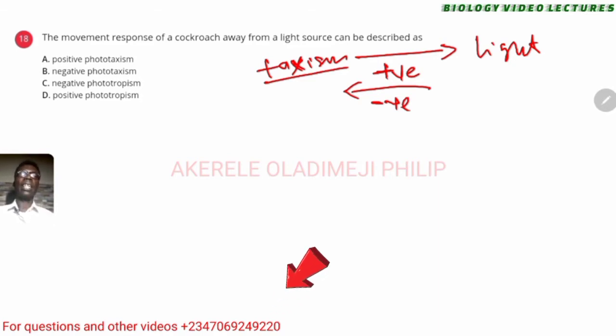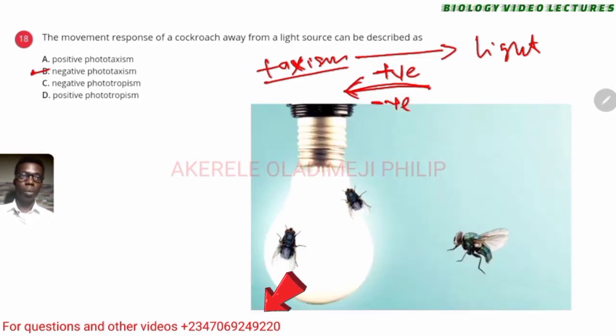So the answer here, because it's moving away from light, is called negative phototaxism. So the B is the answer. It's negative because it's moving away from the stimulus. So if it was moving towards it, we call it positive. Bear in mind that this taxism is divided into different types, so it's a phototaxis, like we have chemotaxis, which means based on chemicals. So we have different types of this. All right, so the answer is B.